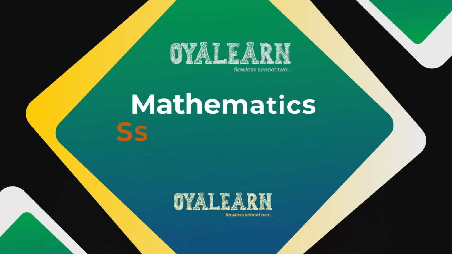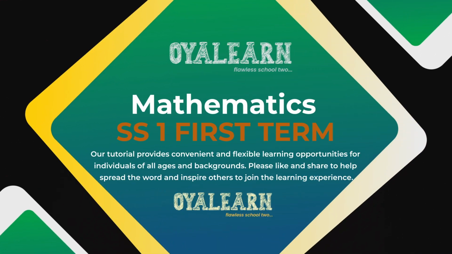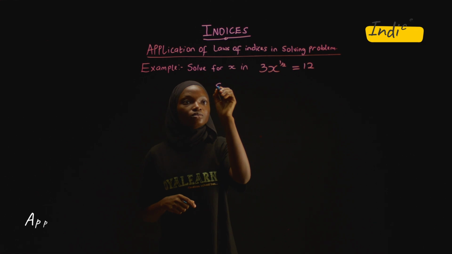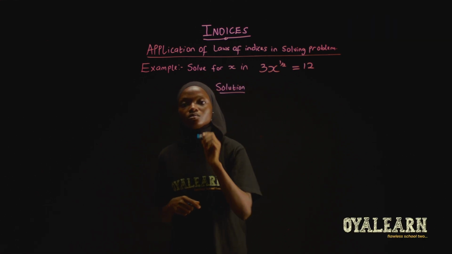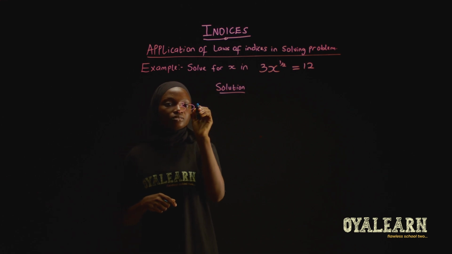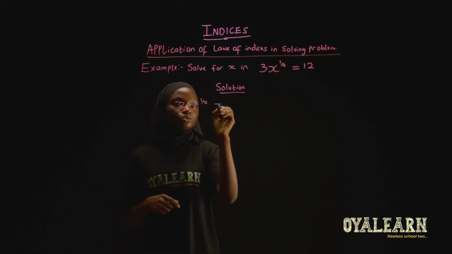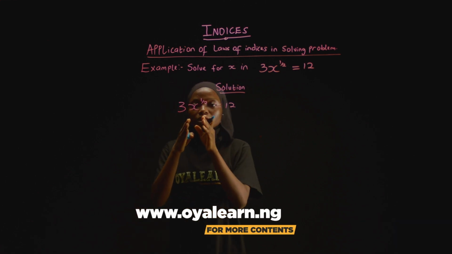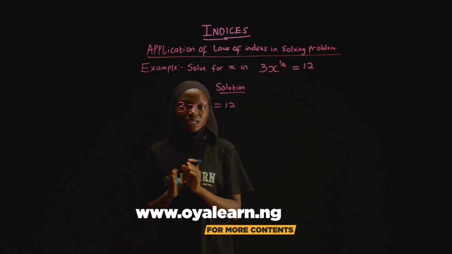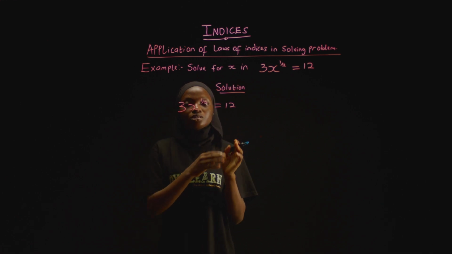Let's solve for x in the equation 3x raised to power 1/2 equals 12. Solution. We have 3x raised to power 1/2 equals 12. Now to solve this equation, we make sure that it is only the unknown x that is on this side and everything else has to be brought to the other side.